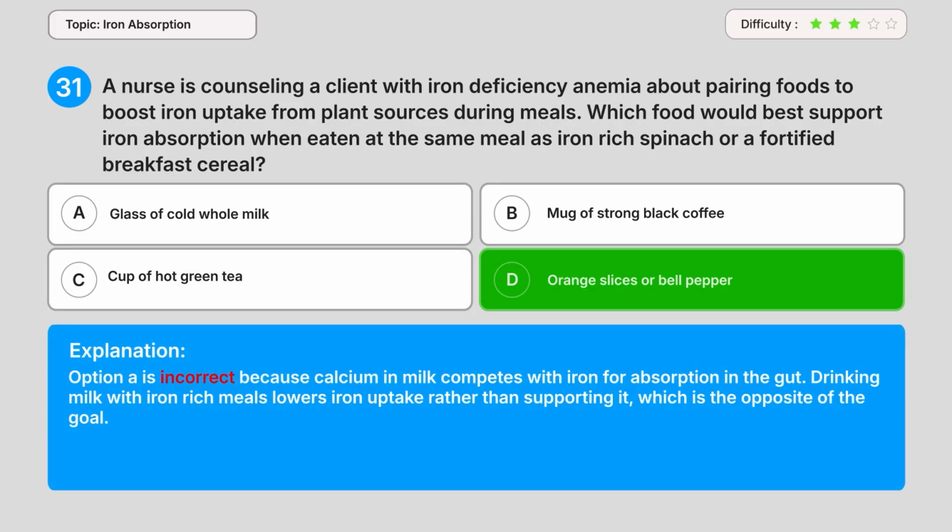Option A is incorrect because calcium in milk competes with iron for absorption in the gut. Drinking milk with iron-rich meals lowers iron uptake rather than supporting it, which is the opposite of the goal.